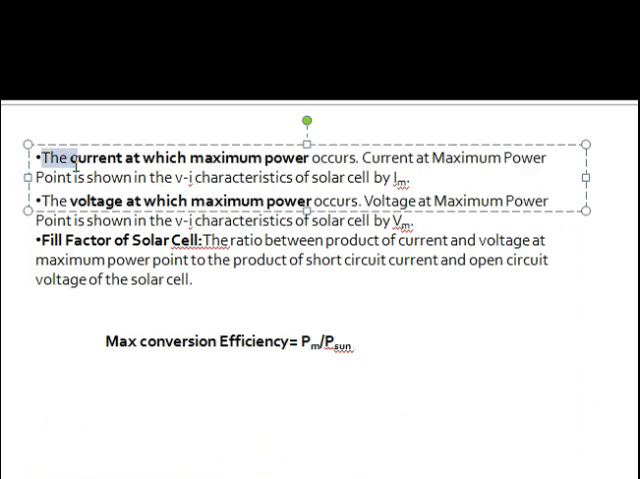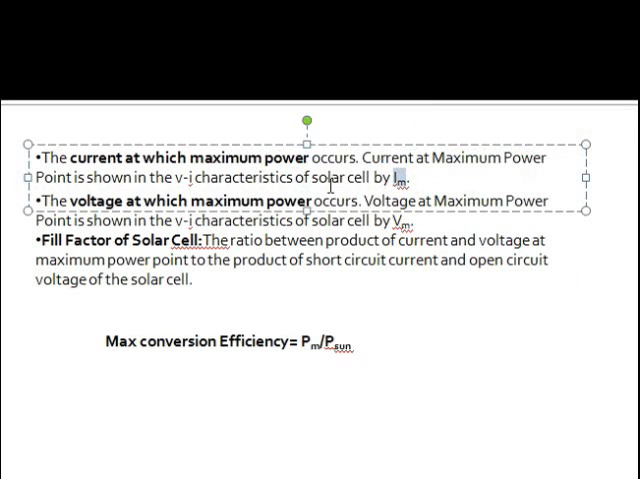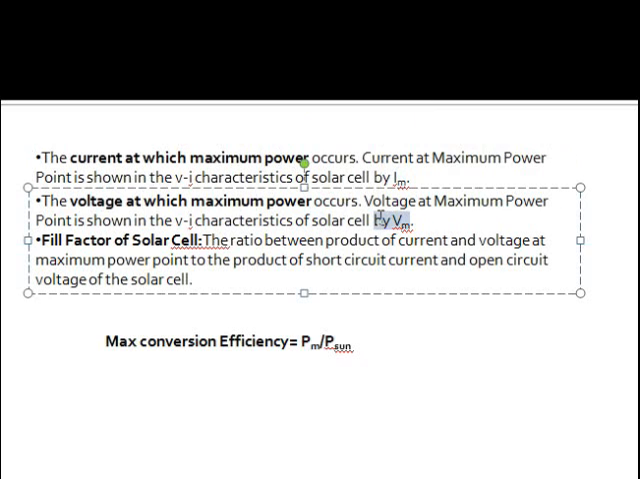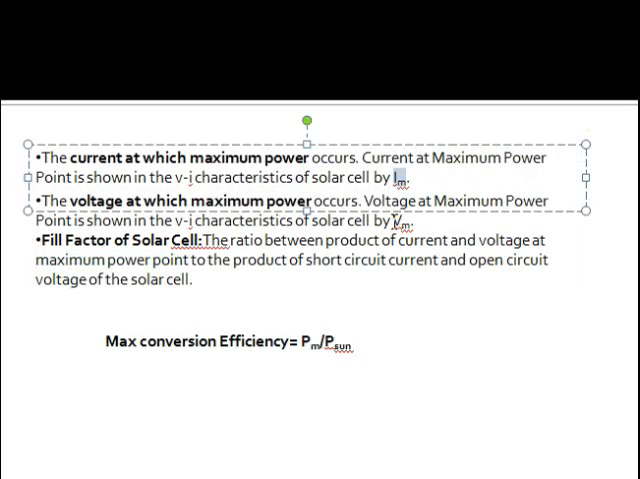The next important topic is the maximum current, that is Im, which occurs at the maximum power point. Maximum voltage Vm also occurs at the maximum power point, that is Pm. And the fill factor of a solar cell is the ratio between the product of current and voltage at maximum power point. This is nothing but Vm Im. So this is Vm and Im.